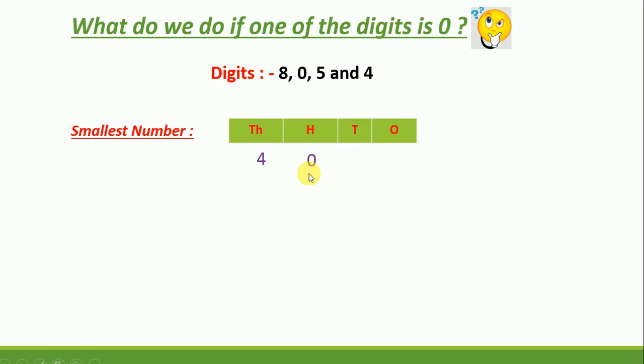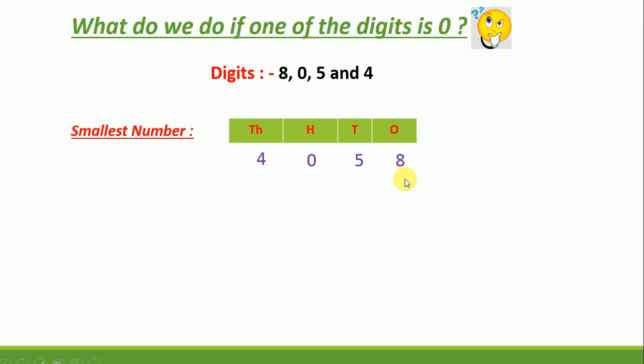Now we have to identify the next smallest number from the 8 and 5. So 8 and 5, which is the smallest one? Yes, 5 is the smallest one, right? So 5 should be placed in the tens place, and the last digit we have is 8, that is the greatest number. So the 8 should be placed in the ones place.